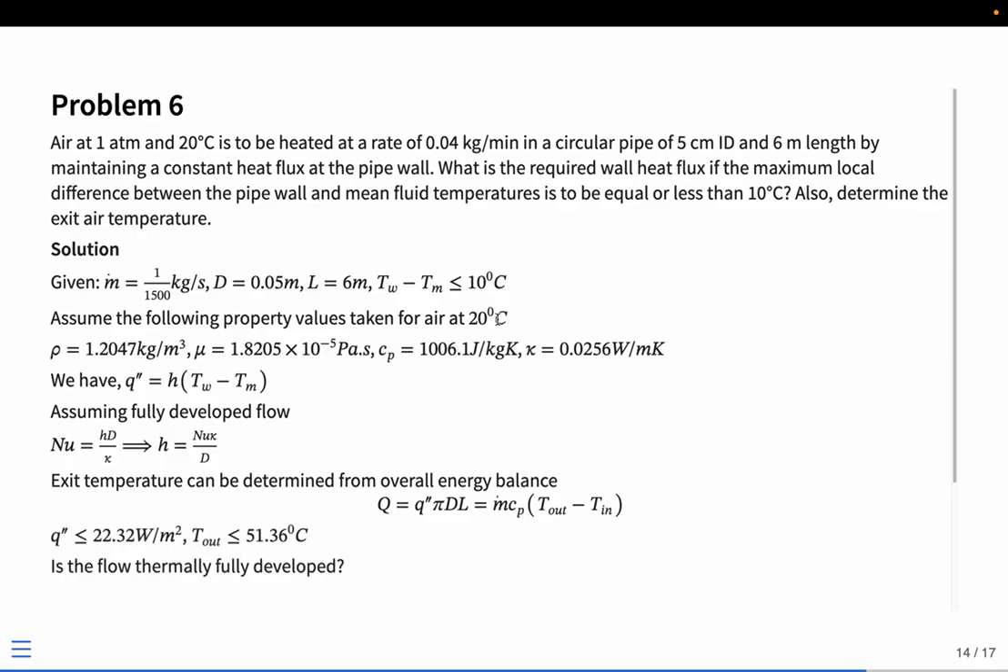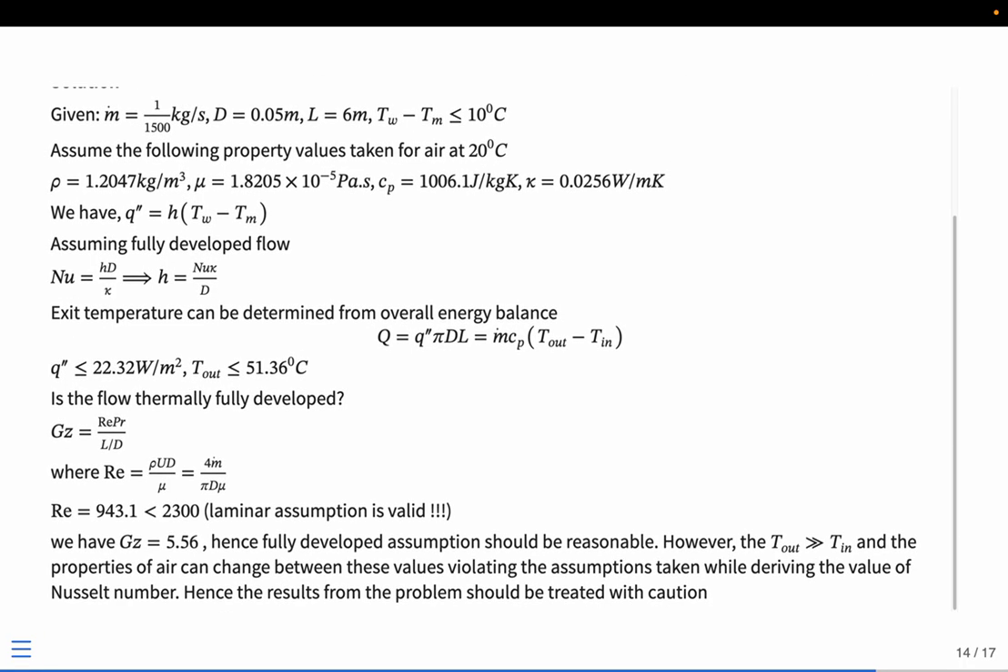Okay, so the maximum heat flux that you can have is around 22.32 watt per square meter, which means for that particular maximum heat flux, the maximum exit temperature is 51.36. If you have any heat flux higher than this, then the temperature difference between TW and TM will be higher than 10 degrees Celsius, right? So now the question is, are our assumptions valid or not?